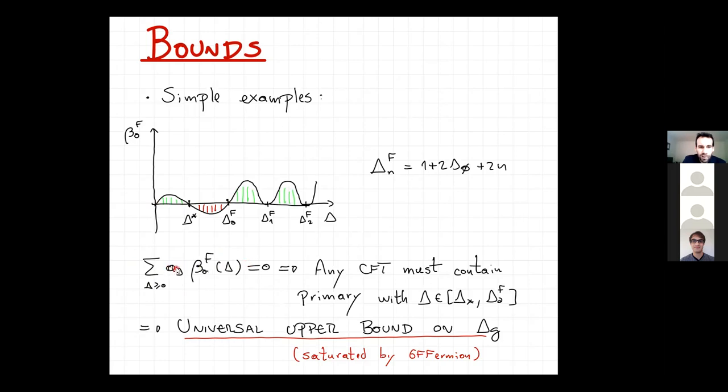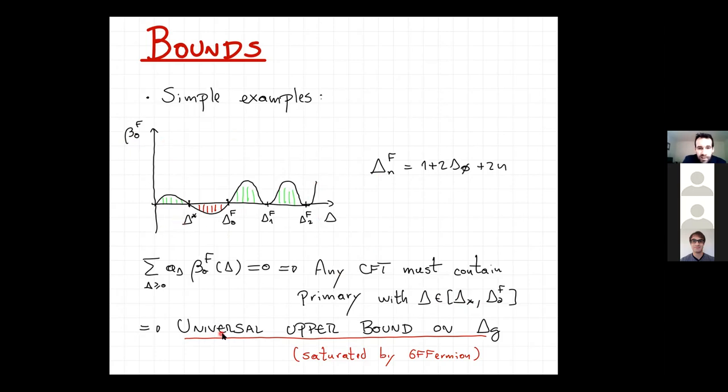And since these coefficients are positive, it must be that the positive contributions from the OPE in these positive regions cancel the contributions in the negative region. And so this immediately implies that for any CFT, we must have at least one primary whose scaling dimension lies in this negative region. So this delta star is some number that you have to compute, as it depends on delta phi, the external dimension. Okay, it doesn't matter, it's just some number that you can compute. It doesn't have a nice form. It has to lie between this delta star and delta zero F. Okay, so it follows immediately from this functional.